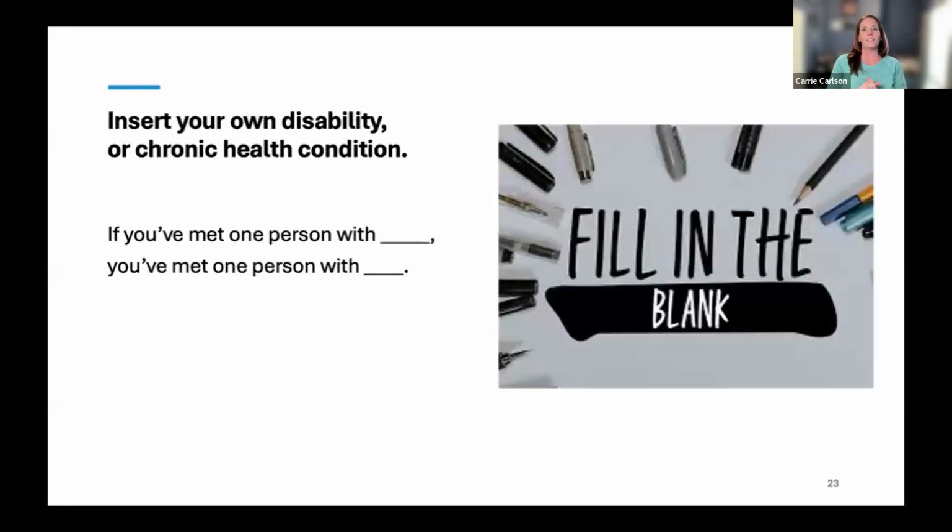And then this on the right-hand side of the slide is gray and black, and it says fill in the blank, right? So insert your own disability or chronic health condition. It says if you've met one person with blank, you've met one person with blank. I know so many organizations and different disabilities that use this. It basically means you don't umbrella that person's disability or their chronic health condition, right? We all have different needs, different access needs. We're all different in what we need.